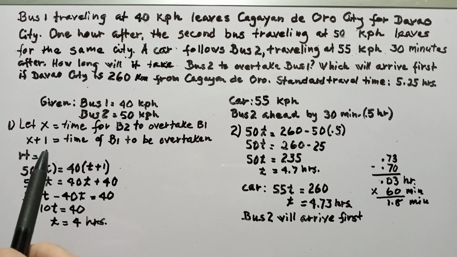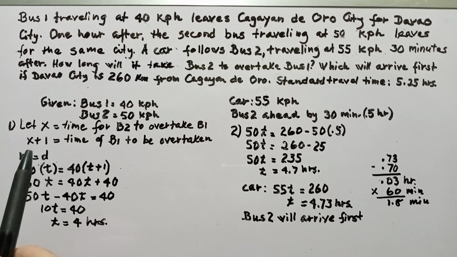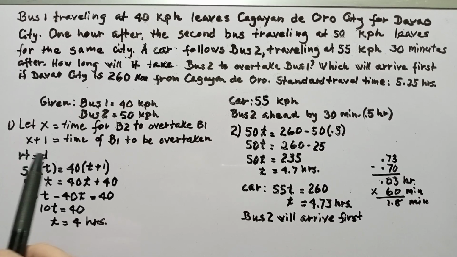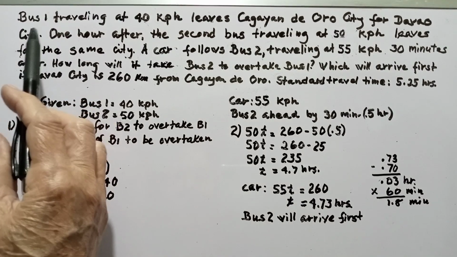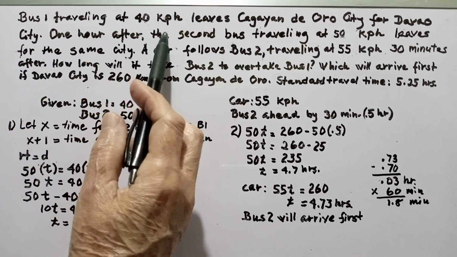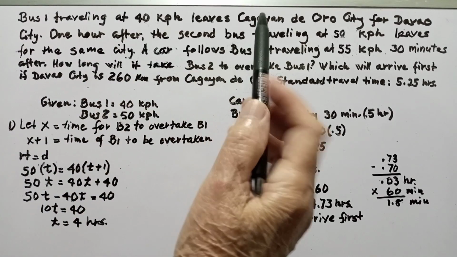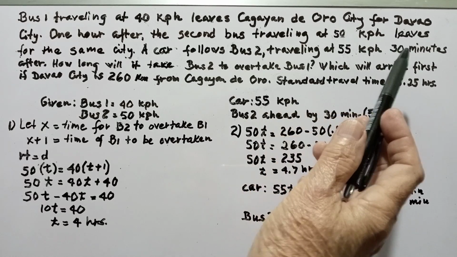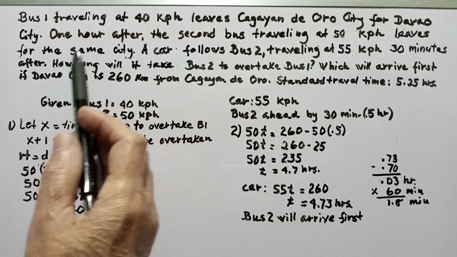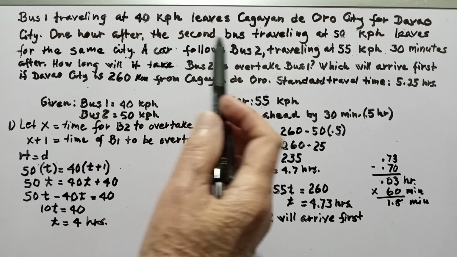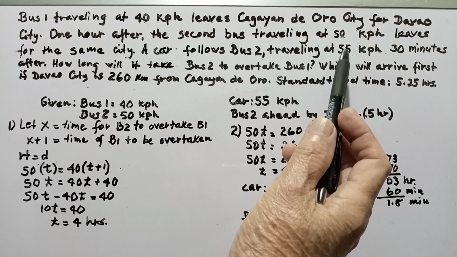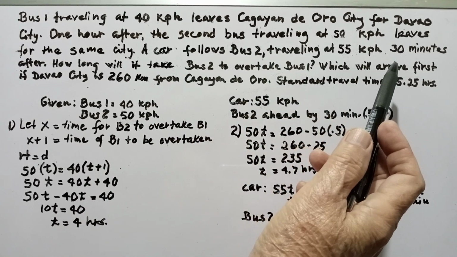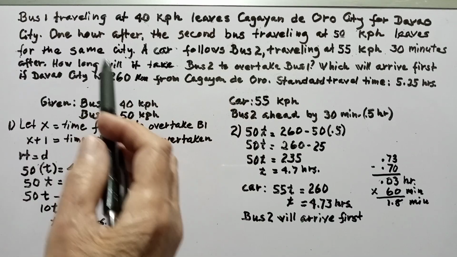Our topic is about rate, time, and distance again. So we have bus 1 traveling at 40 kilometers per hour leaves Cagayan de Oro City for Davao City. 1 hour after, the second bus traveling at 50 kilometers per hour leaves for the same city.